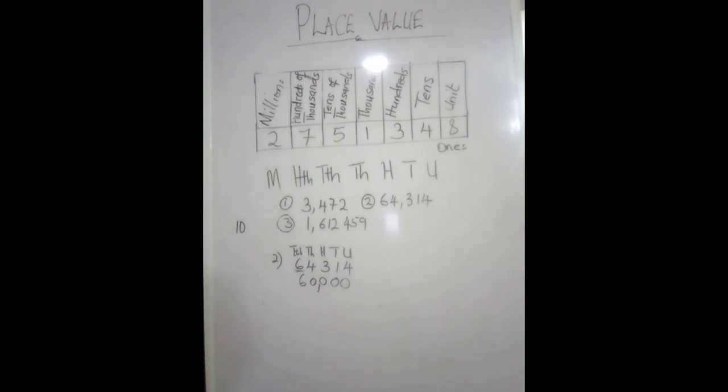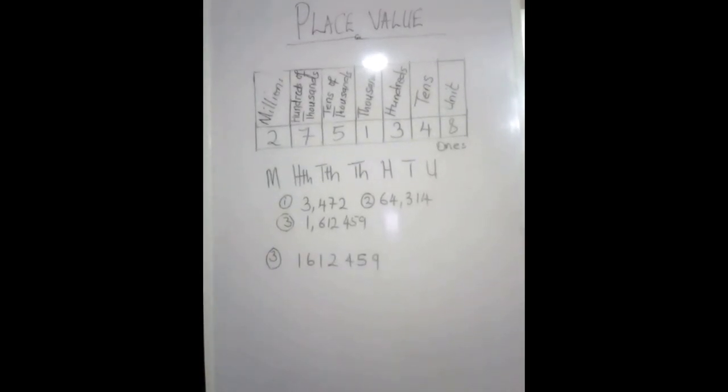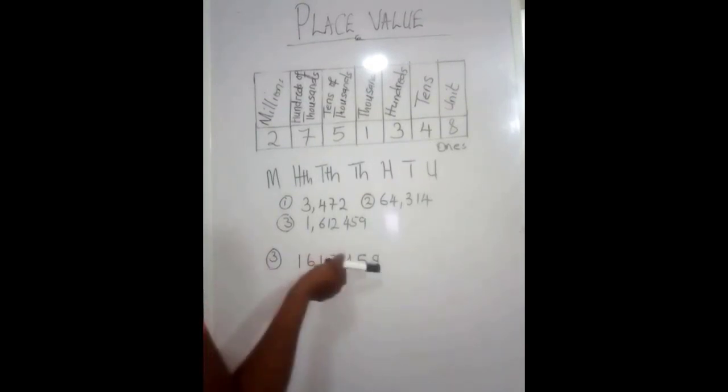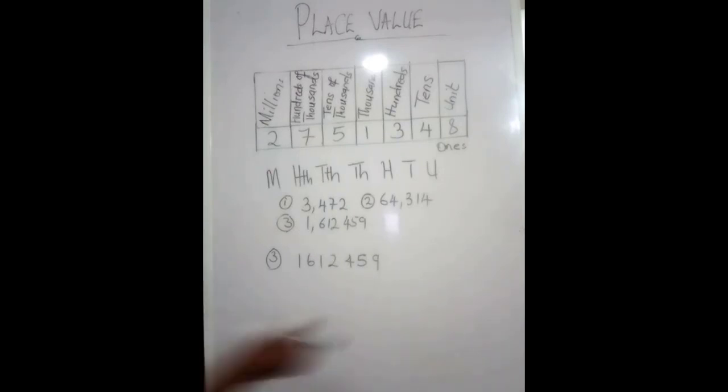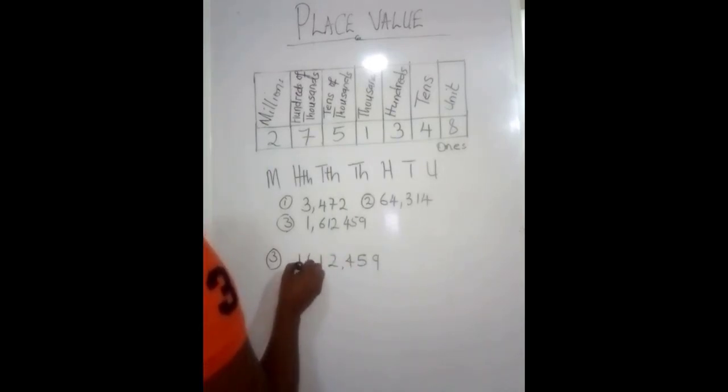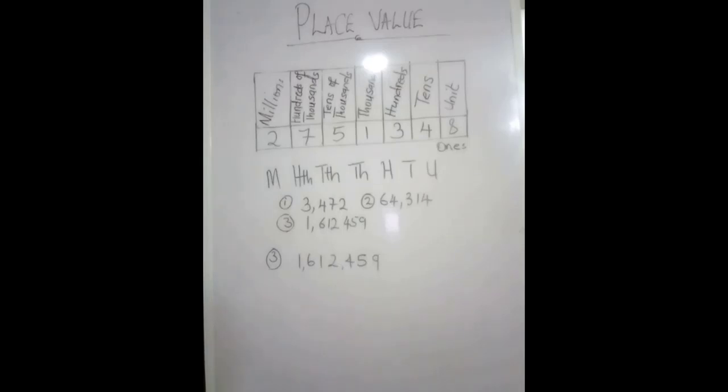Okay, so let's consider the last number. This is the last example we consider for this session. The number, we have 7 digits here. Now let's do some marking so that it's easy for us to identify. So here we have 1,612,459.